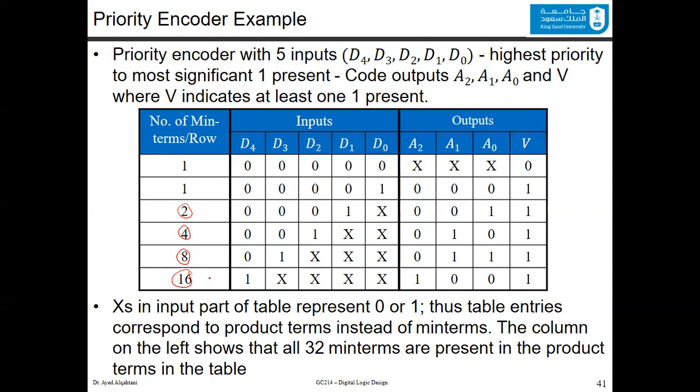Since you have 2 don't cares, you will have 4, 3, you will have 8, and so on. Now, the code that you have will be, if there is no 1 at all, there is no code, and V will equal 0. Other than that, you will have a valid code. This code will be 0, 0, 0 if there is a 1 here. There is a 1 here, it will be 1, 0, 0. 1 here, it would be 0, 1, 0. 1 here, which would be 1, 1, 0. And the 1 here will be 0, 0, 1.